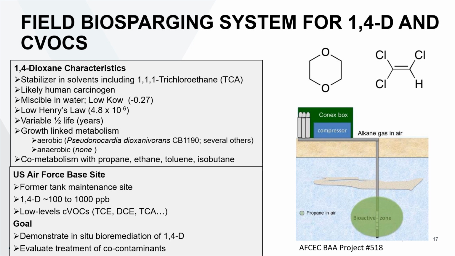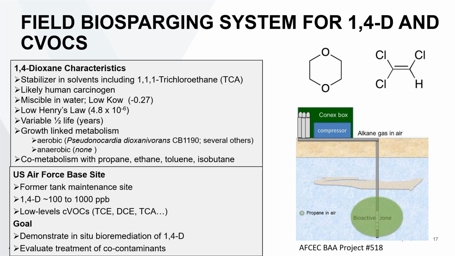There are organisms that grow on 1,4-dioxane, and one that's well known is Pseudonocardia dioxanivorans CB1190. But again, concentrations in aquifers tend to be so low that it's very hard to apply growth-linked processes effectively. It's been shown to be co-metabolized with propane, ethane, toluene, or isobutane.